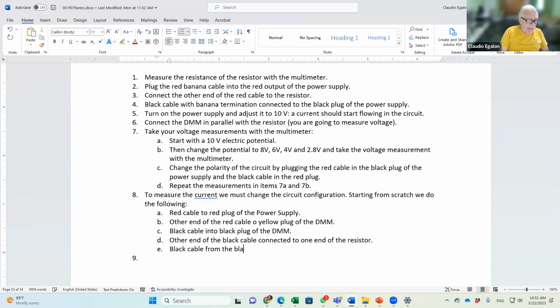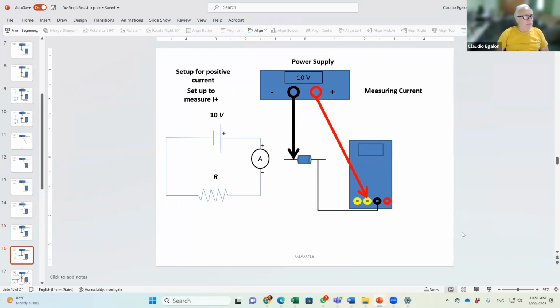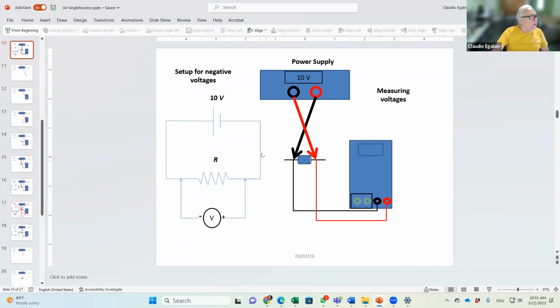Black cable from the black plug of the power supply to the other end of the resistor. And now we have this second circuit, different from the previous one. We use the second circuit to measure the current. Okay. Compare that. I want you to compare that with this other circuit that you see here, not this one. This one is better for now.